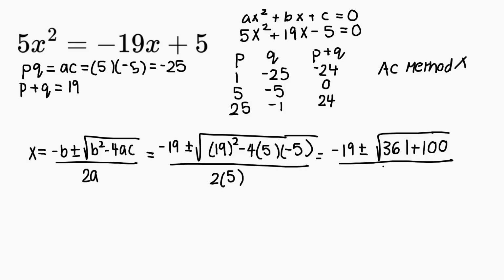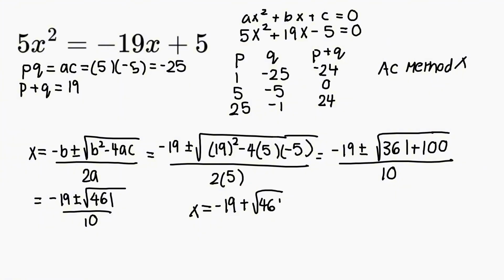2 times 5 is 10, which means our answer is negative 19 plus or minus the square root of 461 divided by 10. Our two answers are x equals negative 19 plus the square root of 461 all over 10, and negative 19 minus the square root of 461 divided by 10.